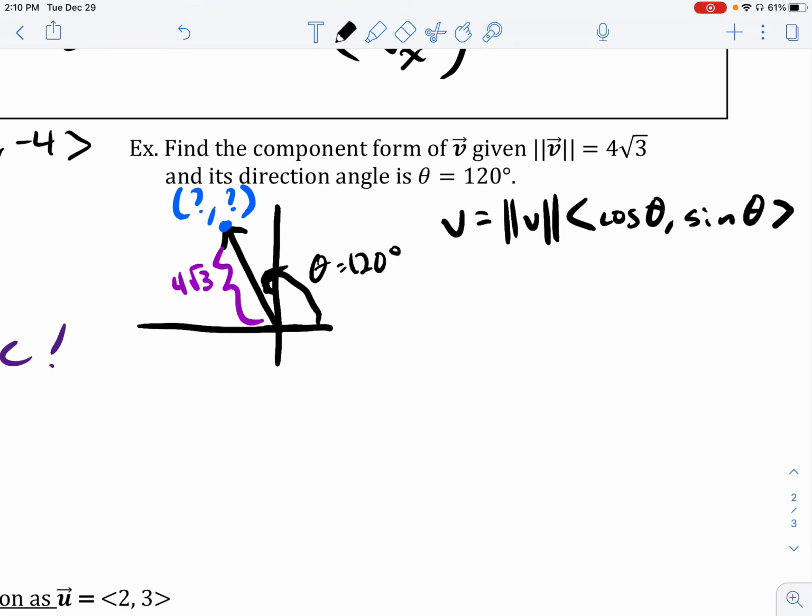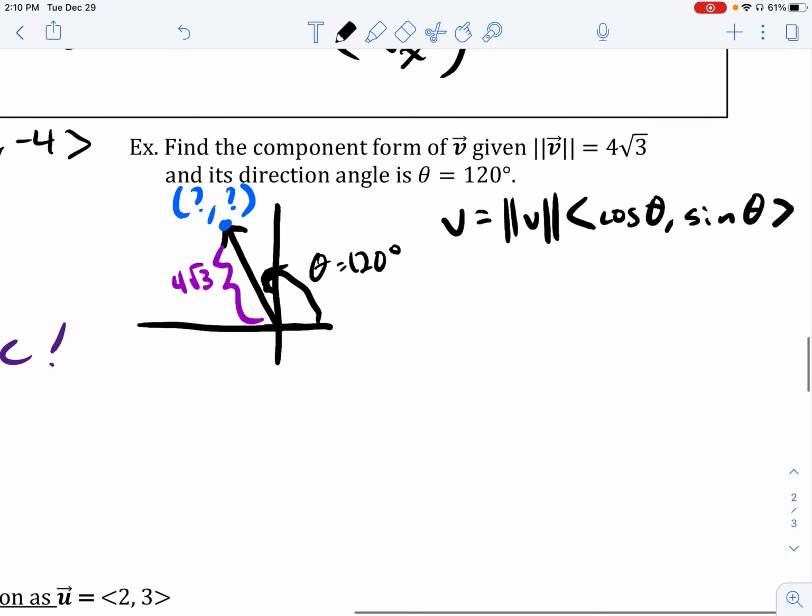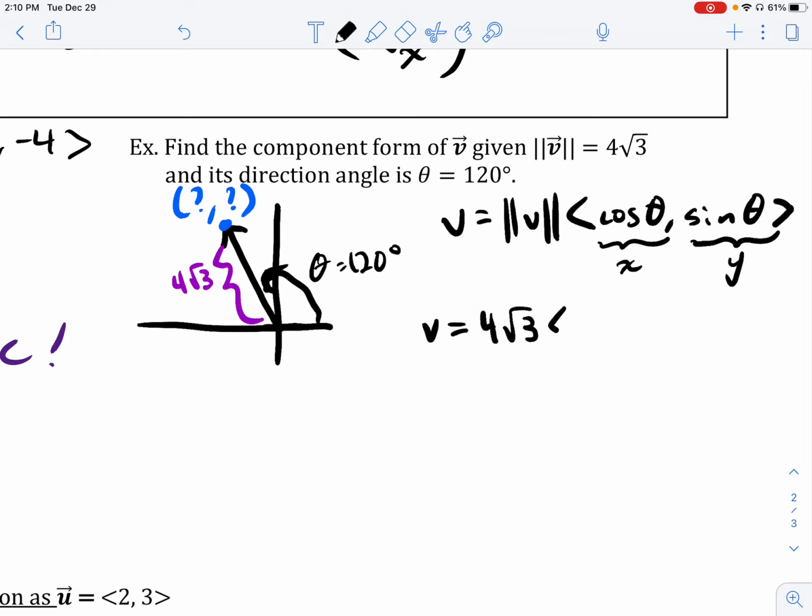We know that cosine of theta is equivalent to finding our horizontal component. This is our x. The sine of our theta gives us our y component, but treating them within the unit circle, so we multiply by the magnitude to get the actual x value. So in the context of this problem, we would say our magnitude, which is 4 root 3, times the cosine of 120 degrees, and 4 root 3 times the sine of 120 degrees.